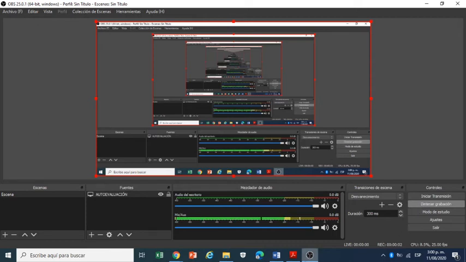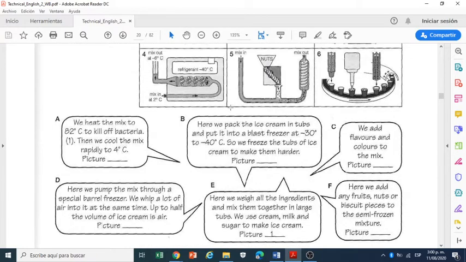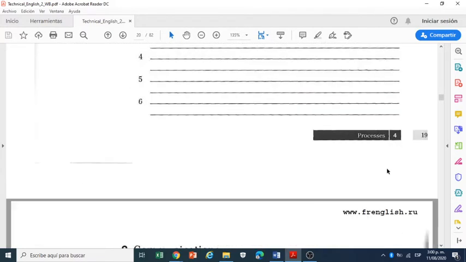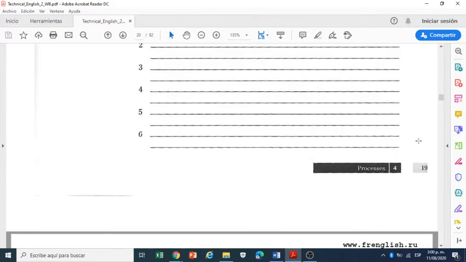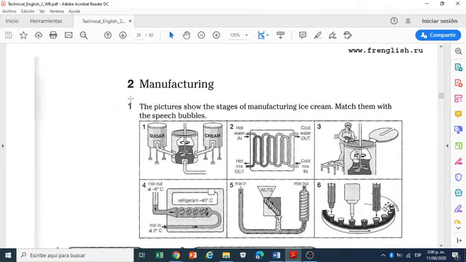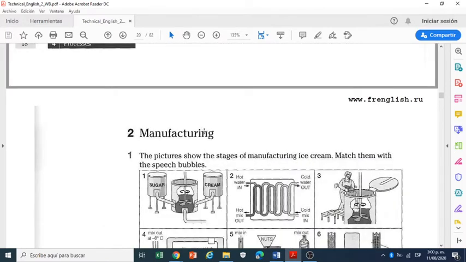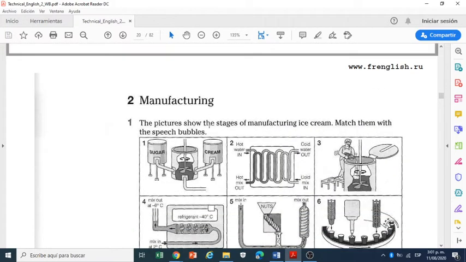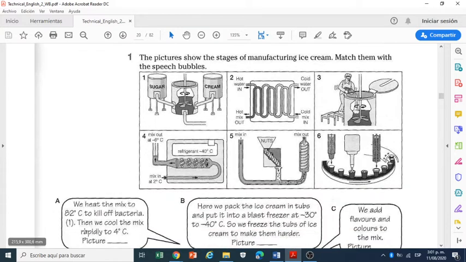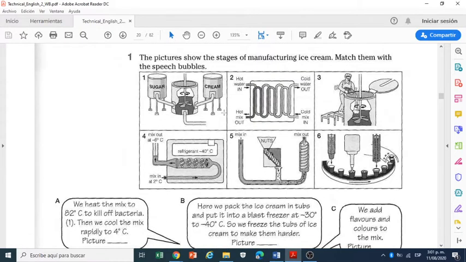Good afternoon, students. We are going to work this week on this activity, page number 19 in your Technical English number 2 book. On this page 19, we have two activities, activity number 1 and activity number 2. Activity number 1, we are going to use this. The pictures show the stages of manufacturing ice cream. Match them with the speech bubbles. So you are going to organize bubbles A, B, C, D, E, and F with these pictures.